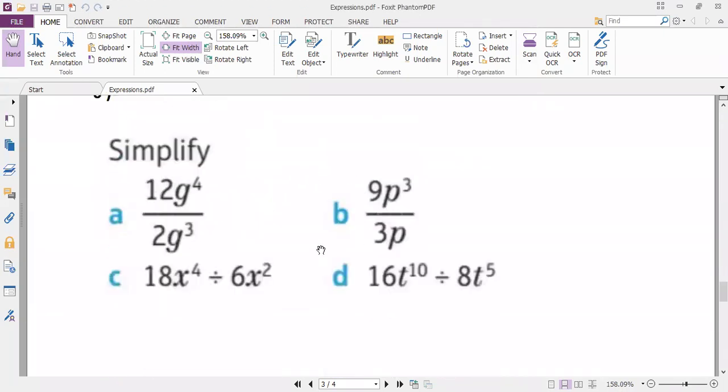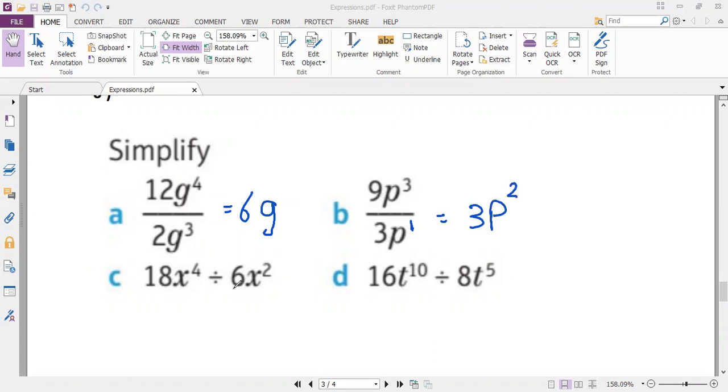The next one. I have 12 divided by 2, 6. And I have g to the power of 4 divided by g to the power of 3. So write g and subtract powers, 4 minus 3 equals 1. The next, 9 divided by 3 equals 3. And this p to the power of 1. So it's p, 3 minus 1, 2.